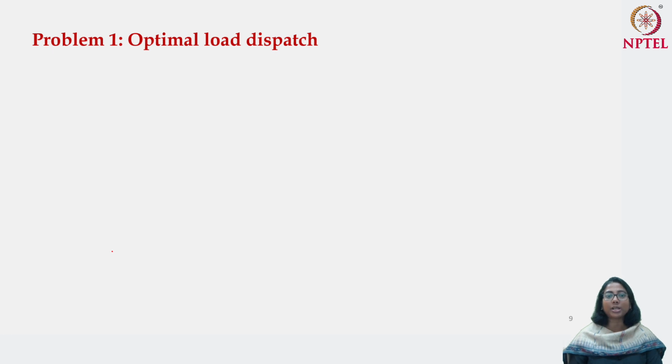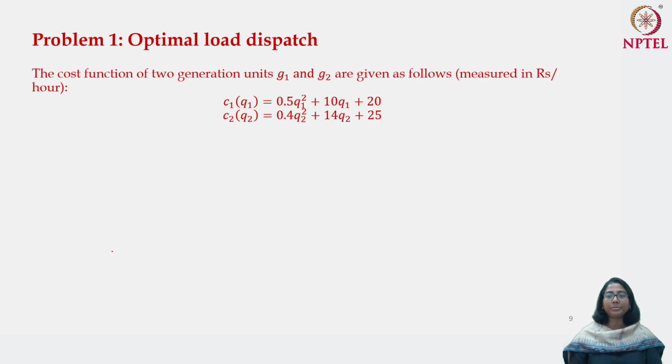So let us have a quick look at one of the simple problems on optimal load dispatch. The problem goes like this. The cost functions of two generating units G1 and G2 are given as follows. The costs are measured in terms of rupees per hour. So remember, this is rupees per hour.